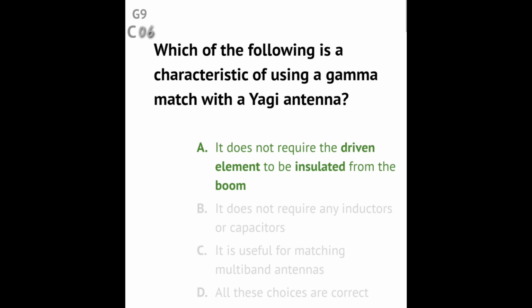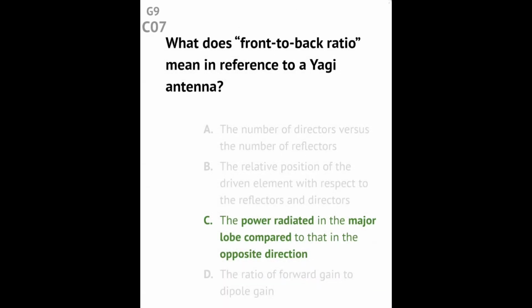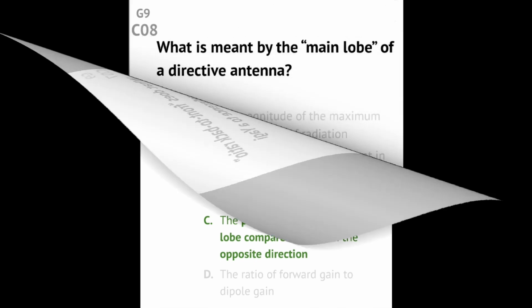Question G9C06. Which of the following is a characteristic of using a gamma match with the Yagi antenna? Answer: it does not require the driven element to be insulated from the boom. Question G9C07. What does front-to-back ratio mean in reference to a Yagi antenna? Answer: the power radiated in the major lobe compared to that in the opposite direction.